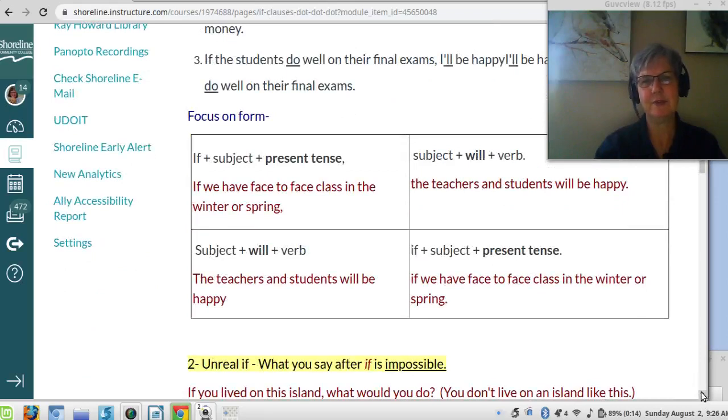Let's look here. Focus on form. If plus subject plus present tense, subject, will, verb. If we have face-to-face class in the winter or spring, and there's a chance we might have face-to-face class, the teachers and students will be happy. Remember, you need the be there before you have an adjective. They will be happy. Will plus a verb. Your verb is be. The teachers and students will be happy if we have face-to-face class in the winter or spring.